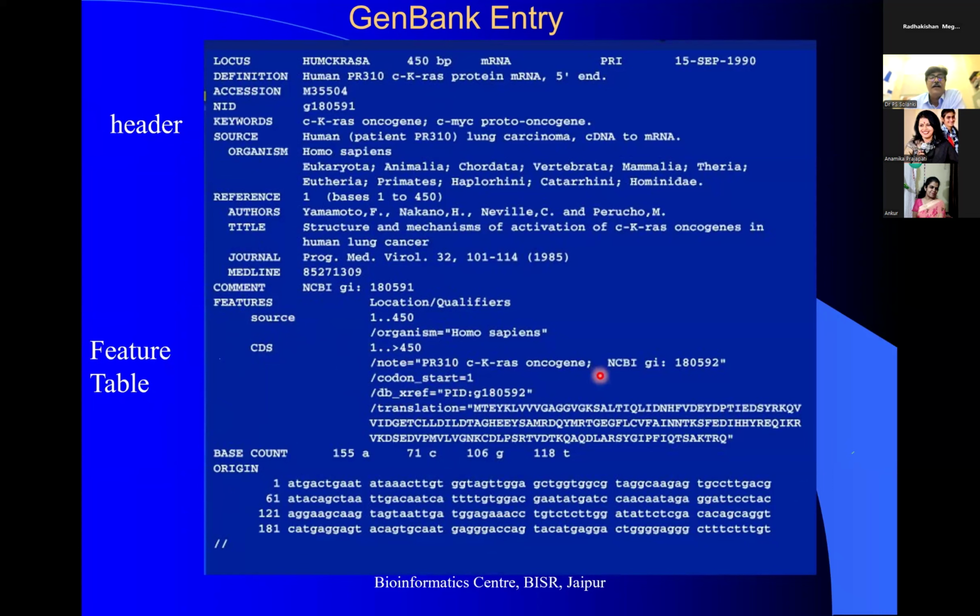to another data bank. This is translation of this DNA. Finally, the base count, how many A, C, G, and T are present in this sequence. Finally, the sequence, your sequence, DNA sequence. This is how। और जो ये header section होता है इसमें locus, यानी कि locus उसका डिसाइन करते हैं। Then this is important, accession number.